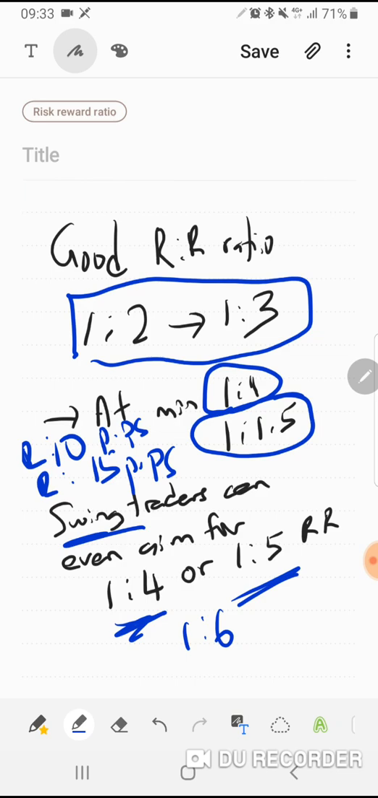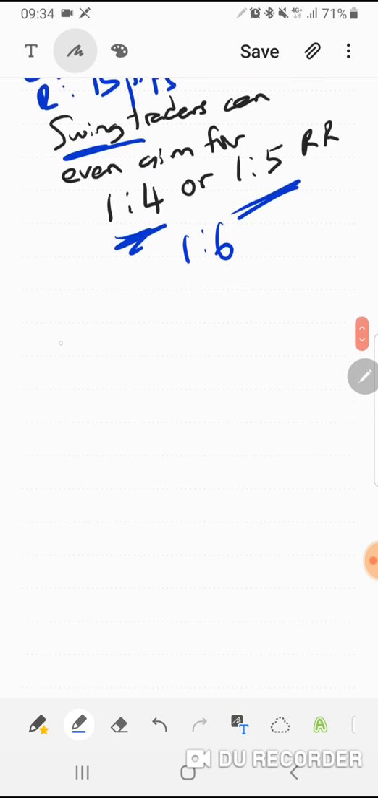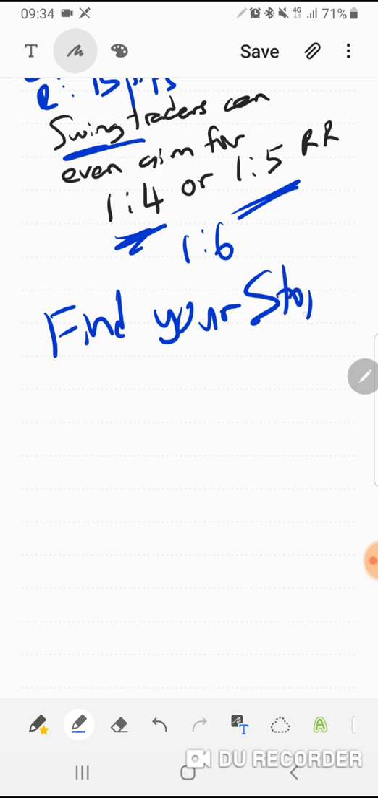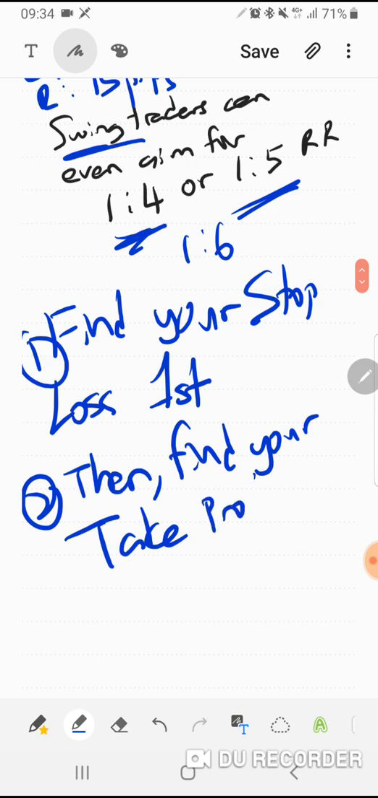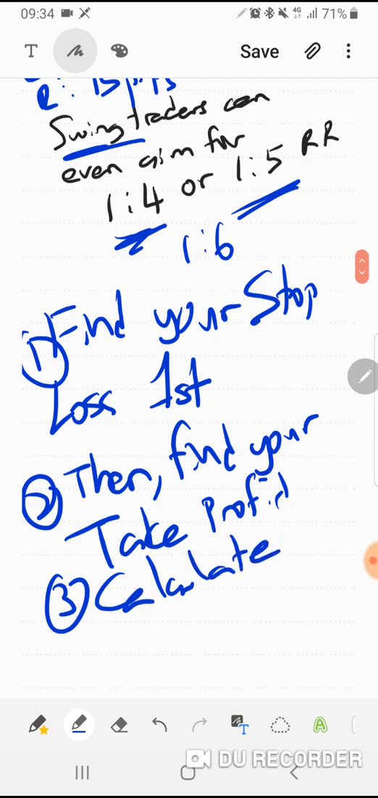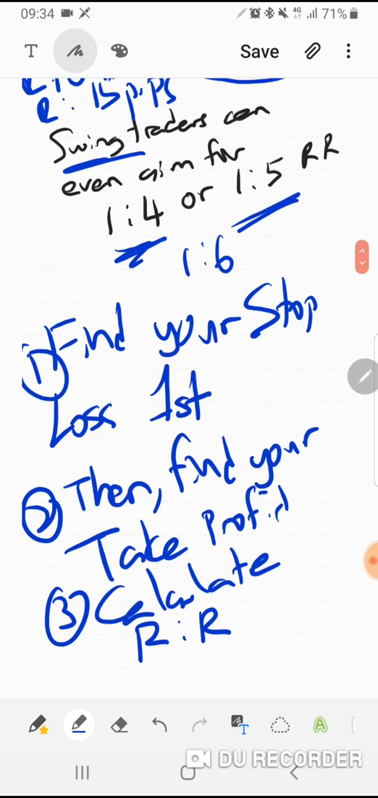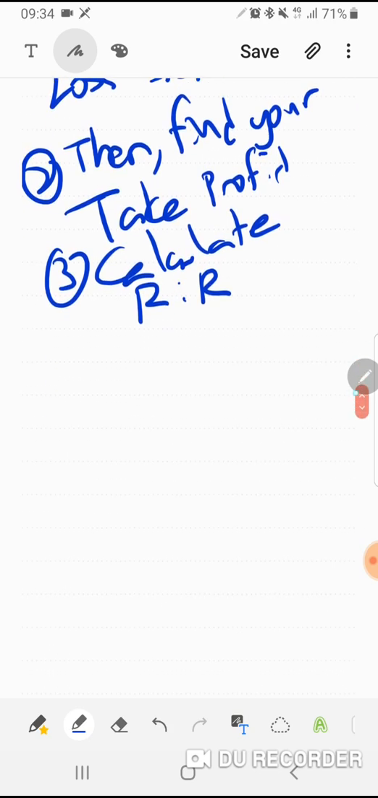Always remember, find your stop loss first. That's number one. Number two, then find your TP or take profit. Then three, calculate risk reward. Then you'll get your ratio.